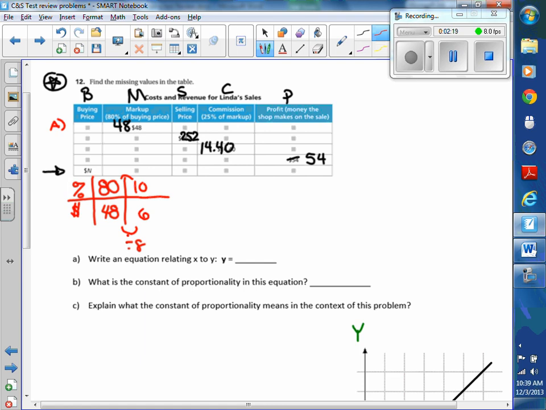Since the 48 is 80% of the buying price, I now know that 10% of the buying price is $6. So 100% of the buying price would have to be $60. Does that make sense? Okay. So I could put the $60 into the buying price. Should I keep going? Okay. So the selling price would be the 60 plus the 48, which is $108.